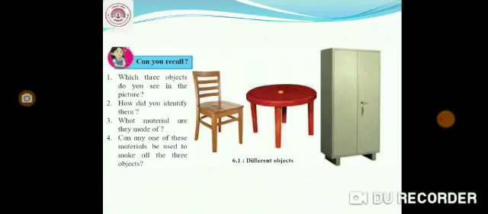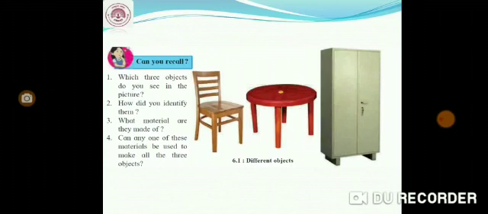You see a chair, you see a table, and you see a cupboard. How did you identify them? You identified them because of their specific shape, correct? What material are they made of? So the chair looks like it's made from wood. The table is probably made from plastic, and the cupboard is made from iron.